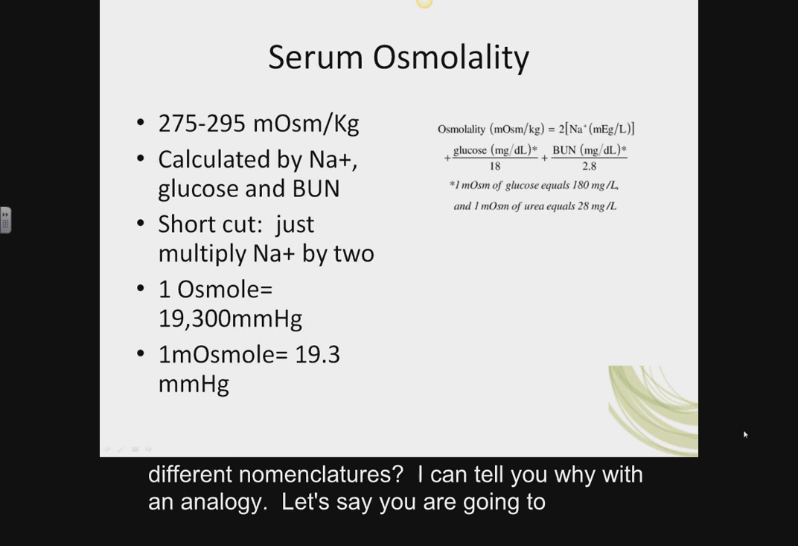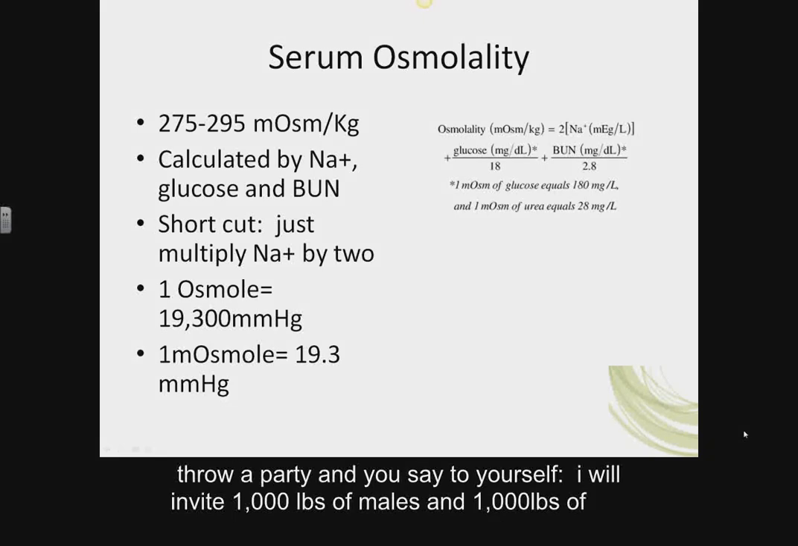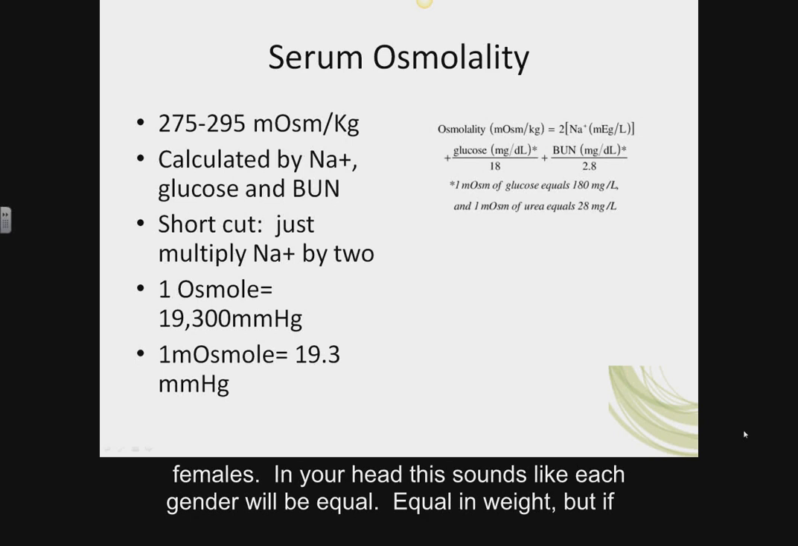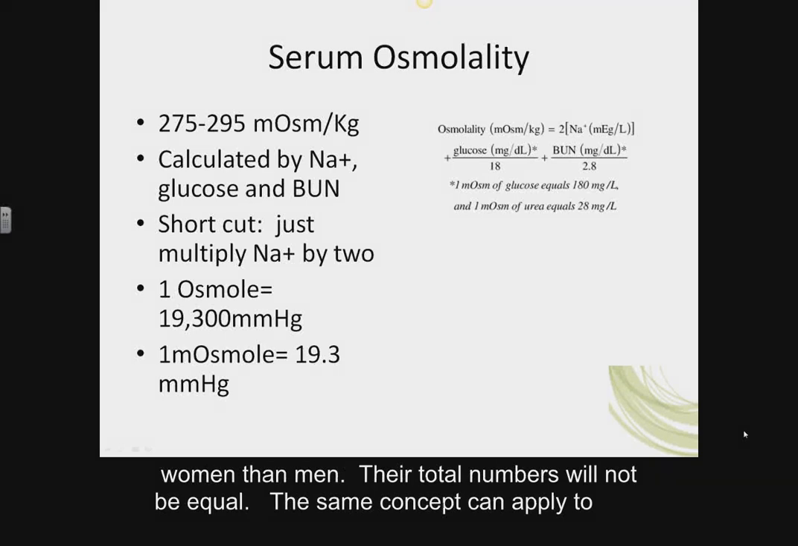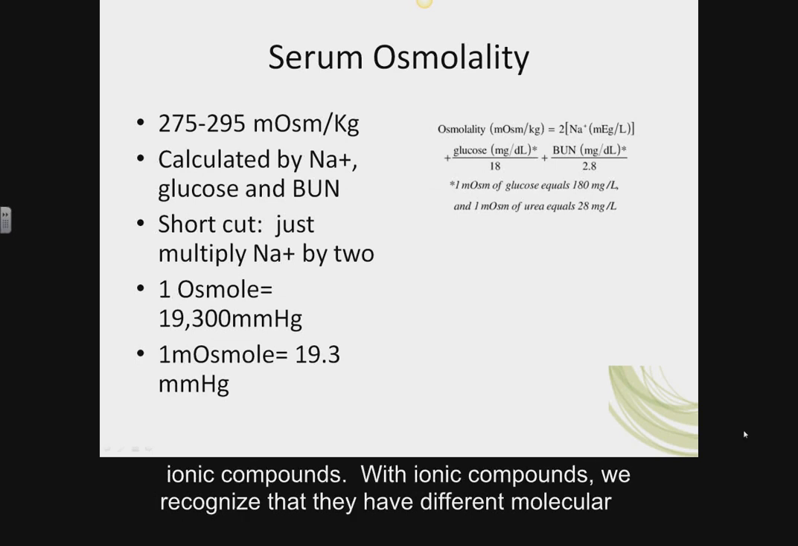Something else to discuss. Why do we use milliequivalents per liter when we talk about sodium? Why can't we use milligrams per deciliter like we do for glucose and urea? Why 2 different nomenclatures? I can tell you why with this analogy. Let's say you are going to throw a party and you say to yourself, I will invite 1,000 pounds of males and 1,000 pounds of females. In your head, this sounds like each gender will be equal in weight. But if we recognize that most men weigh more than women, you might have a party with more women than men. Their total numbers will not be equal.